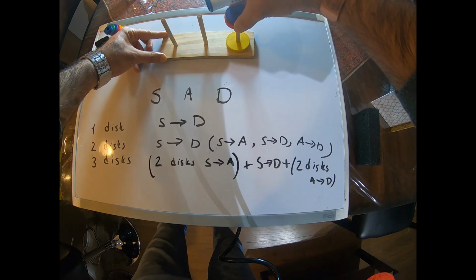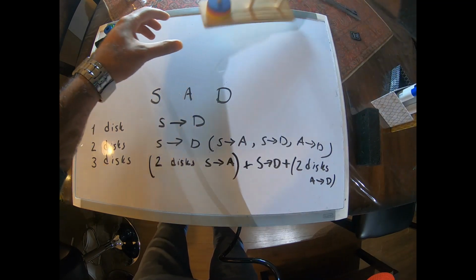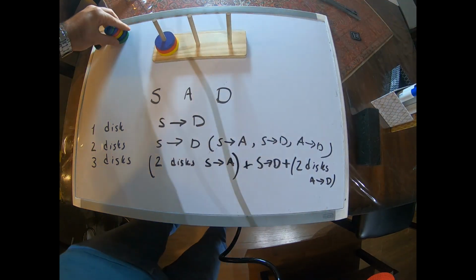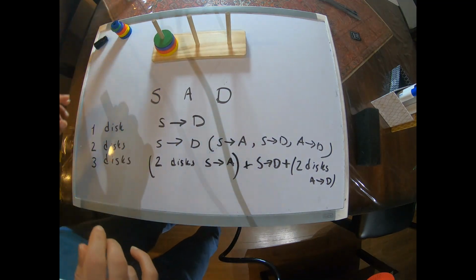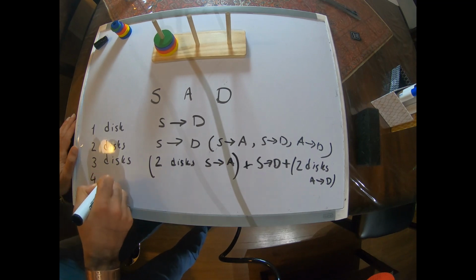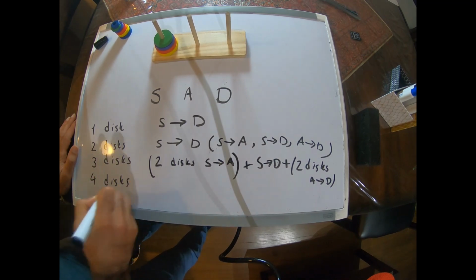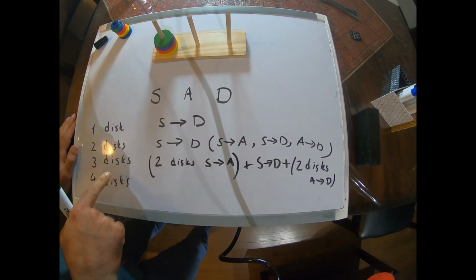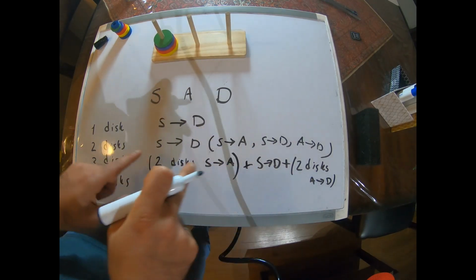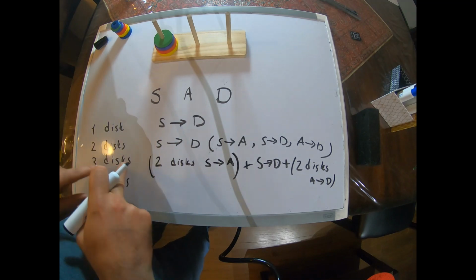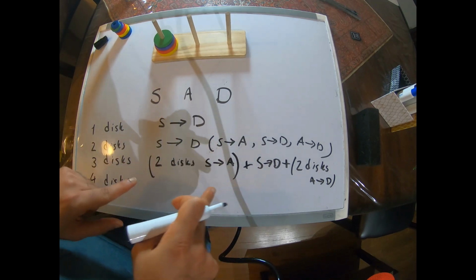Okay, I'm gonna do this one more time. Now let's see how this can expand. Now if we have 4 disks, I already know how to move 3 disks from one pole to another pole, right? It's gonna take multiple moves, but I know exactly how it's supposed to be done.